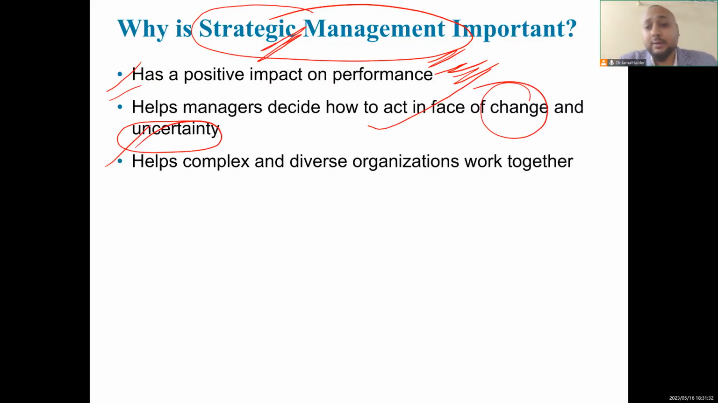We already know that today's business environment is quite dynamic. Everything is changing. We are uncertain. We are not able to predict the future. So in this scenario, in today's world, the importance of strategic management is further enhanced, or further taken into account. And the last one is because organizations are more complex and diverse, so each part needs to work together towards achieving the organizational goal.